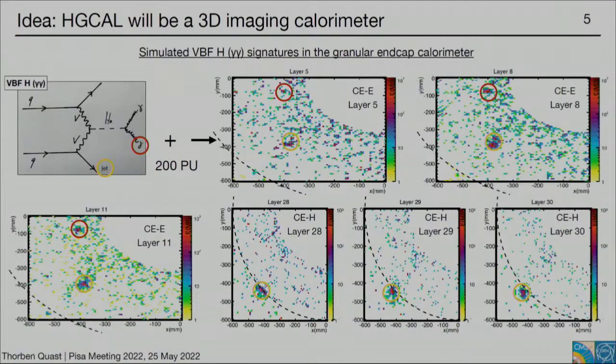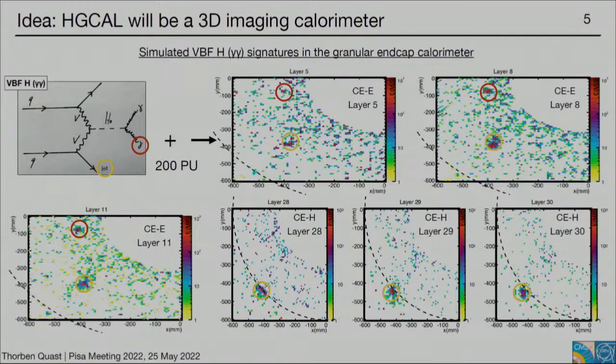So the idea is that HGCAL is in fact an imaging calorimeter. So the idea is that you are supposed to be able to see by eye what's happening inside your detector. And here as an example, I brought with me a simulated Higgs boson created from vector boson fusion.